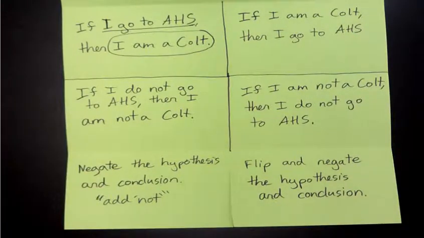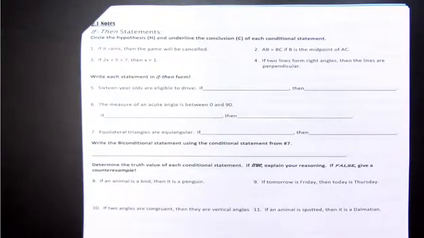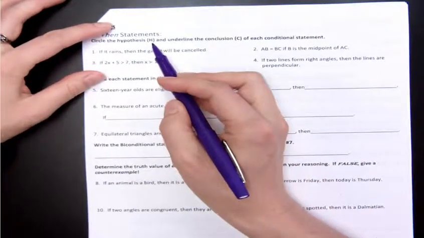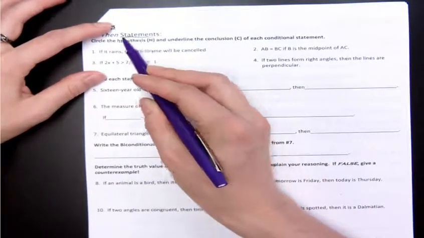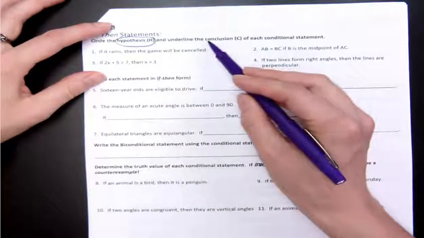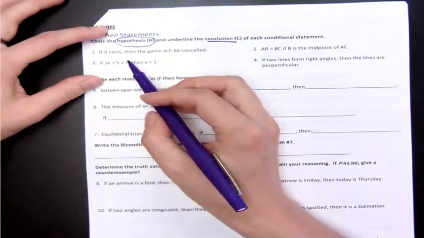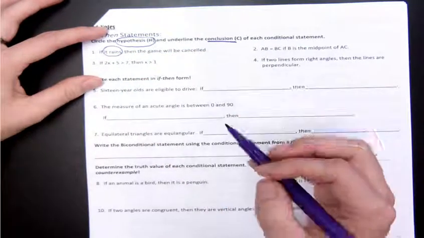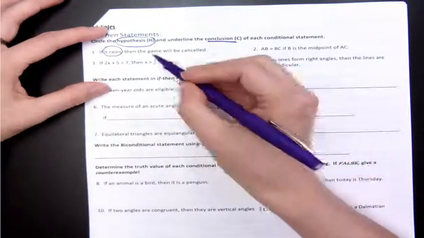So as we move to your packet, we're going to start talking about the truth of the statements. All right, so this is page 1 of your packet. Here we're just supposed to circle the hypothesis and underline the conclusion. So we already did our foldable. What's the hypothesis of the first one? It rains. What's the conclusion? The game will be canceled.